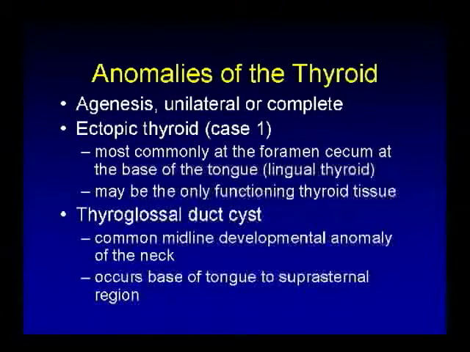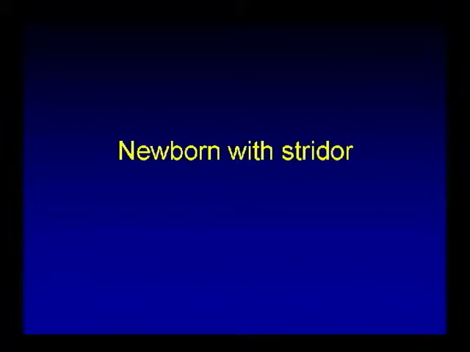So anomalies of the thyroid, you can have agenesis that can be unilateral or complete. We can have an ectopic thyroid, which was our unknown case 1. It's most common at the foramen cecum at the base of the tongue, and it may be the only functioning thyroid. So you need to know that and tell your colleagues that before they go to take that out. You can also have thyroglossal duct cysts, which are midline abnormalities that can occur anywhere from the base of the tongue to the suprasternal region.